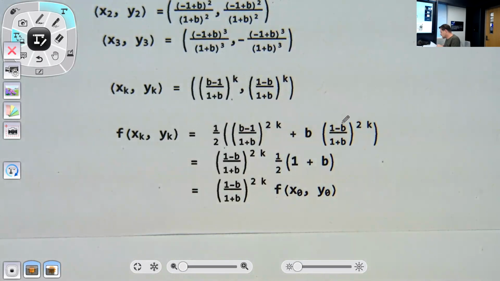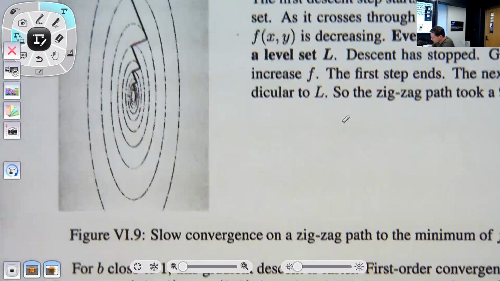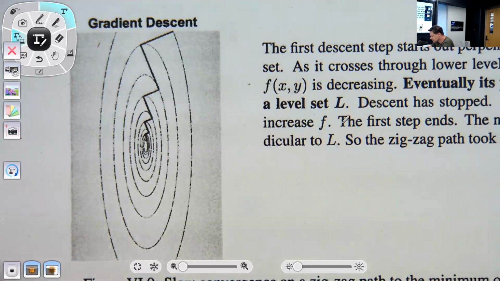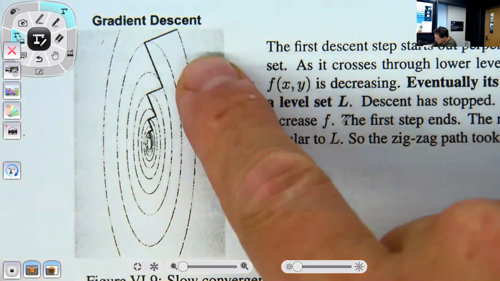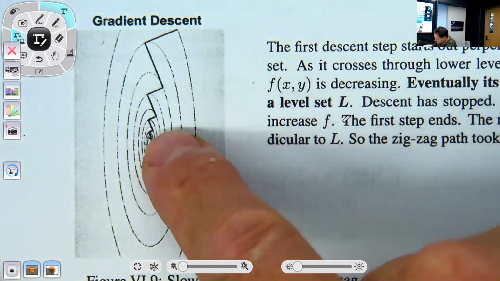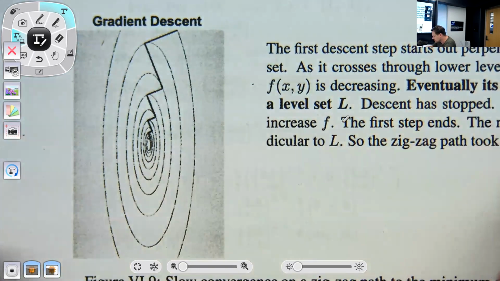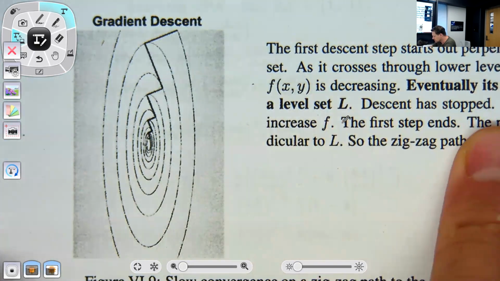But the following page talks about what happens, and so I'll just go straight to this. So basically, what's going on to make this converge slowly is we have all these little zigzags. And so we're taking these little steps, just like this, and it's slow. Eventually, its path is tangent to a level set L. All right, descent stopped.